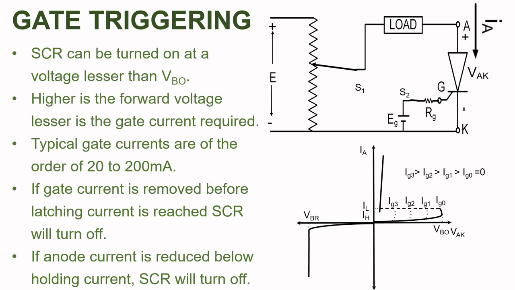If the gate current is removed before latching the SCR into the on state, then the SCR will be turned off. If the anode current falls below the holding current of the SCR, then also the SCR will turn off. After turning on of the SCR, even if we remove the gate current, the SCR remains in the on condition.